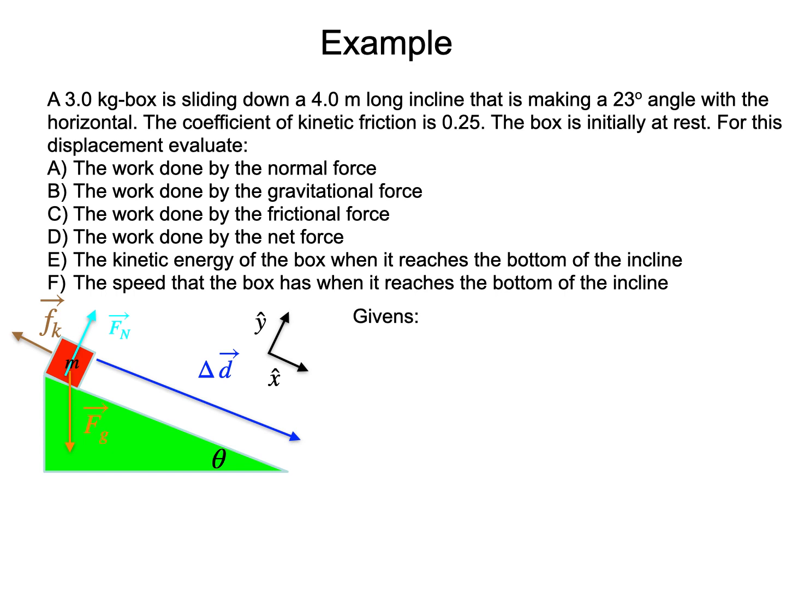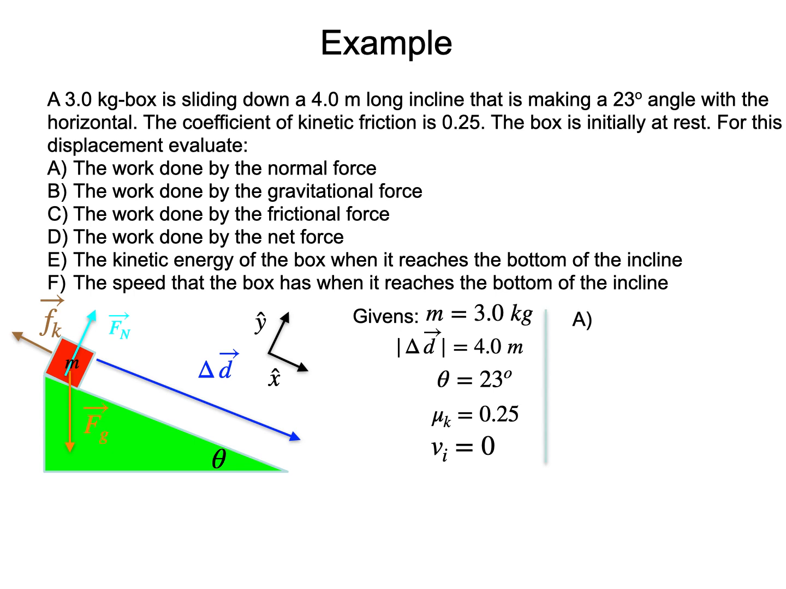The list of givens is the mass of the box, the magnitude of the displacement, the angle that the incline makes with the horizontal, the coefficient of kinetic friction, and the initial speed. The first part of this example is to evaluate the work done by the normal force. The equation for it is this expression. But because the displacement is along the incline and the normal force is perpendicular to the incline, there is no parallel component of the normal force, which means that the normal force is not doing any work. The second part is about the work done by the force of gravity.